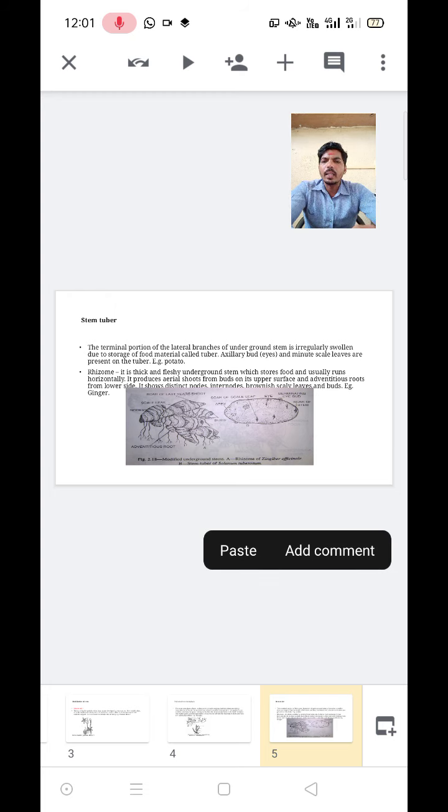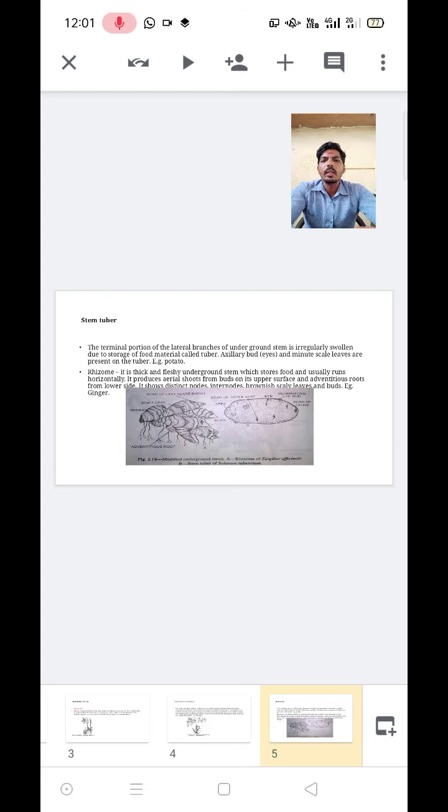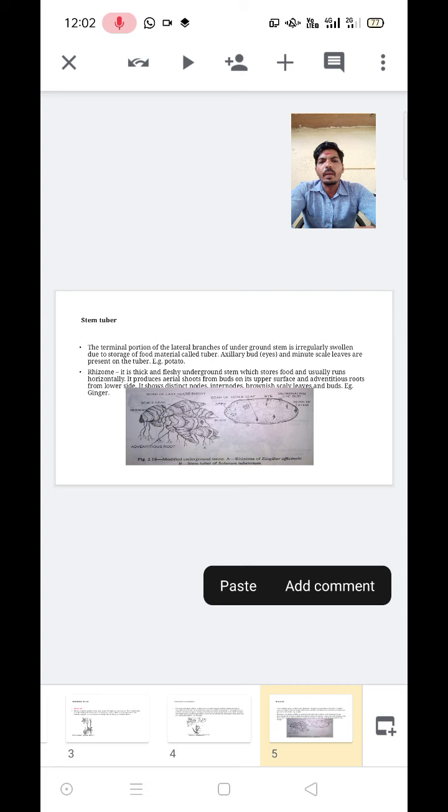Okay. Another stem modification is the rhizome. It is a thick, fleshy underground stem which stores food material and usually runs horizontally. It produces aerial shoots from the buds on its upper surface and adventitious roots from the lower side. It shows distinct nodes and internodes. Brownish scaly leaves and buds are present. The example is ginger.